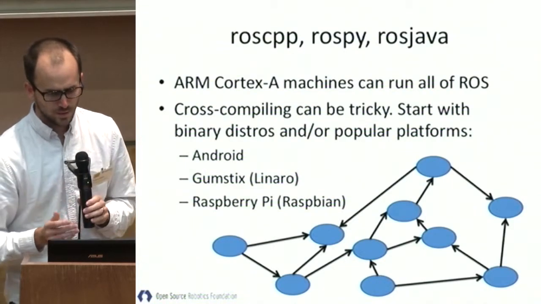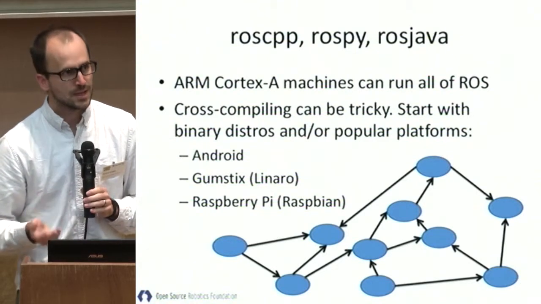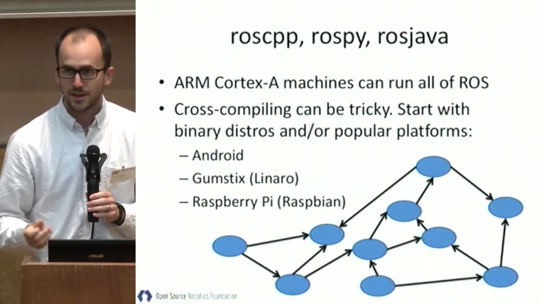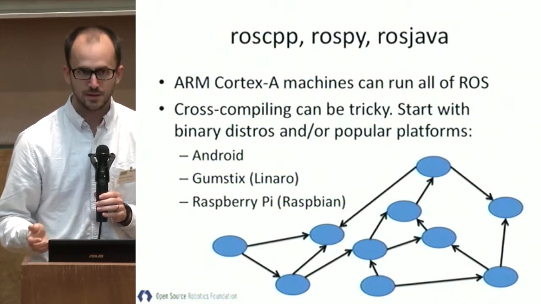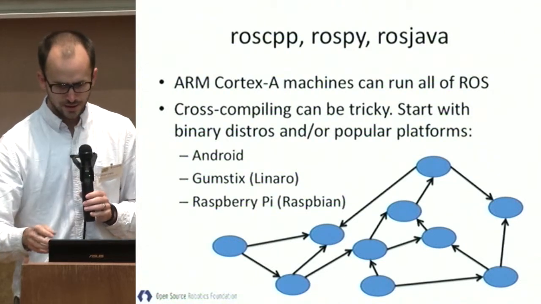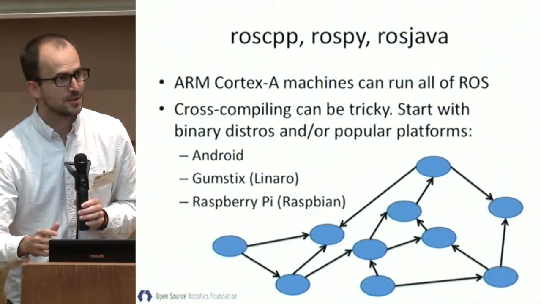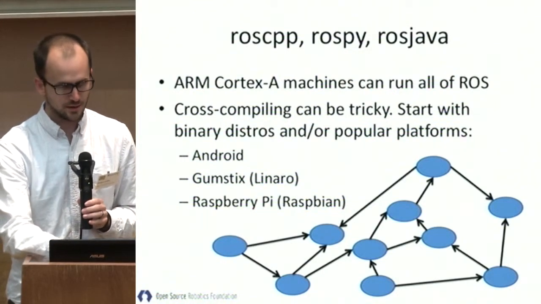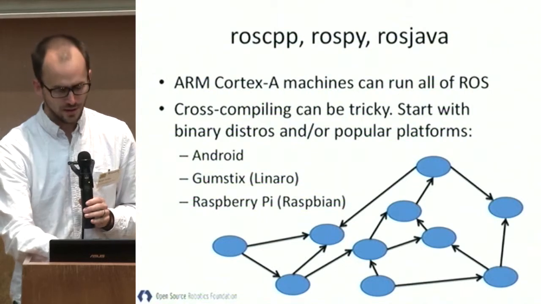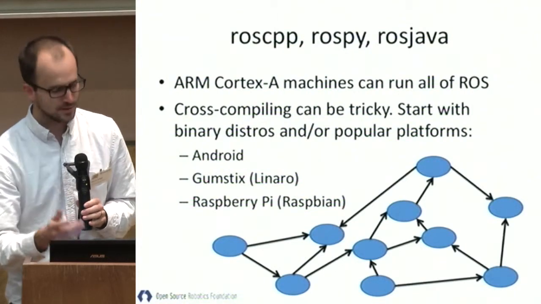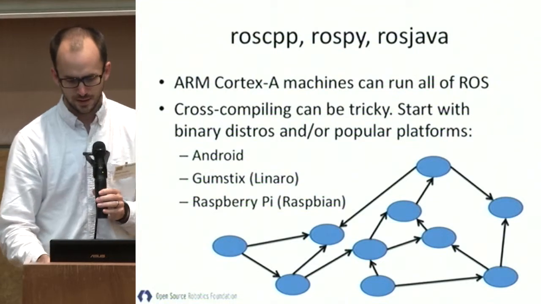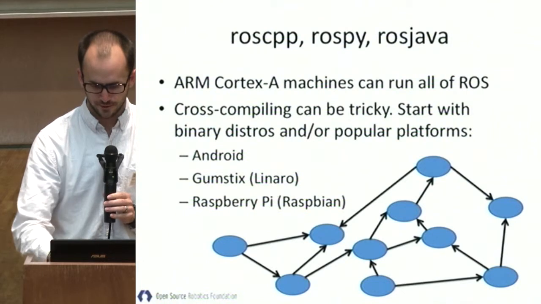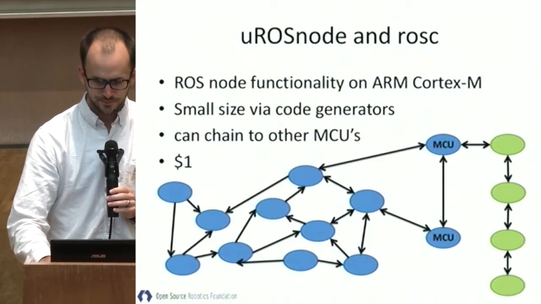So these ARM Cortex-A machines, and again, this is the Raspberry Pi, Gumsticks, BeagleBone, smartphones, all that stuff, can run all of ROS. Cross-compiling them can be done, but it is not for the faint of heart. So I would say, if you're starting, definitely start with the binary distributions. For Gumsticks there's the Linaro thing that they officially support now. For Raspberry Pi, Paul Mathieu at OSRF worked for a long time over the summer, as his internship, to create these binary build farms for ARM, which I think has made a lot of progress.